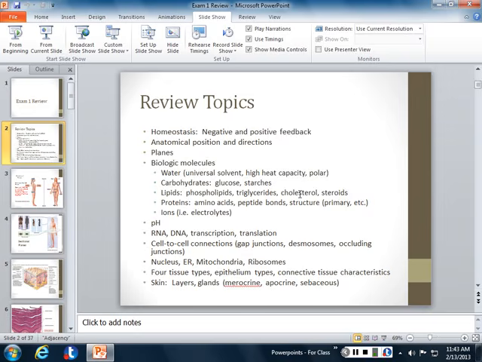Are we going to need to know the flat bones? Yes, the different kinds of bones. Yep, the classification system.